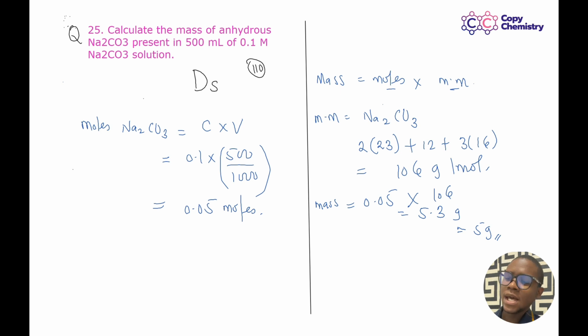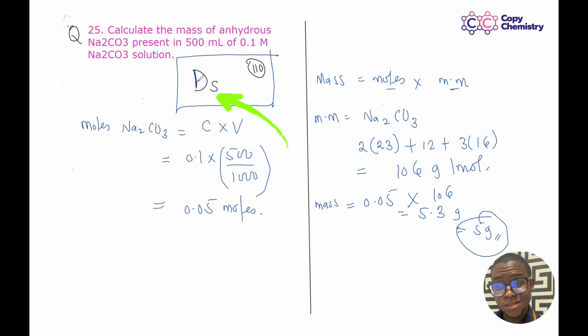Now, why did I write DS and 110? This is the answer to the question, 5 grams, okay? But you see this DS that I wrote here, and this 110 is the 110th element on the periodic table, and the symbol is DS. So you have to tell me the name. What is the name of the chemical element with the symbol DS? It exists, yes.